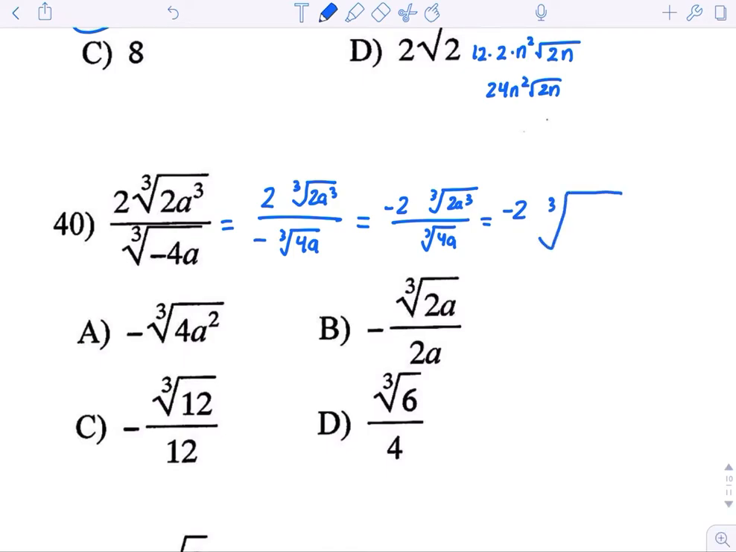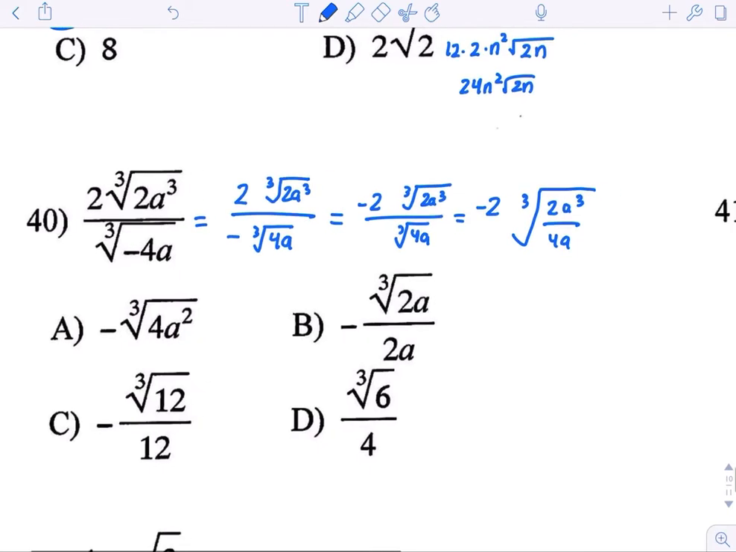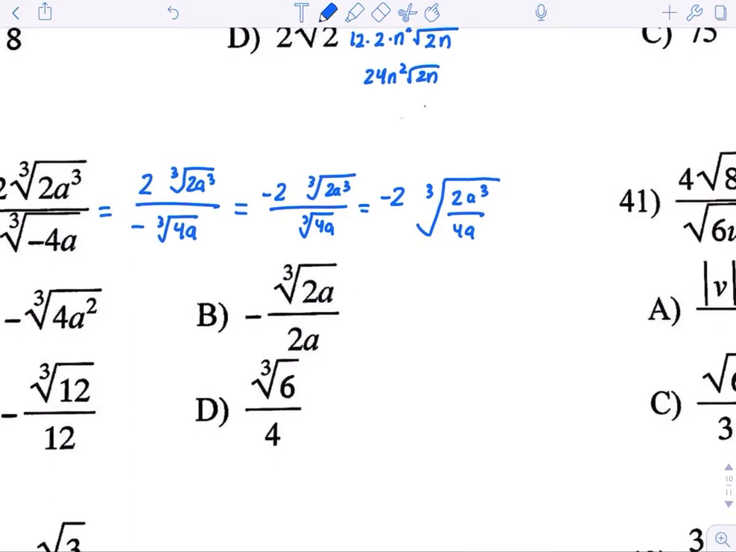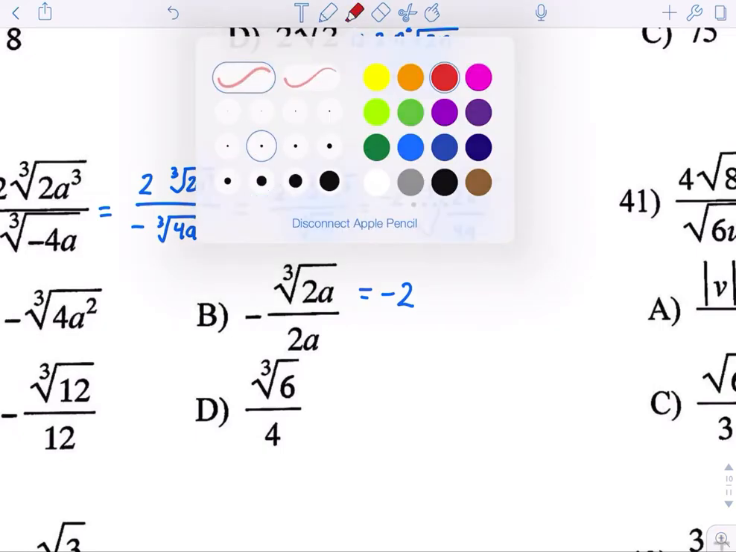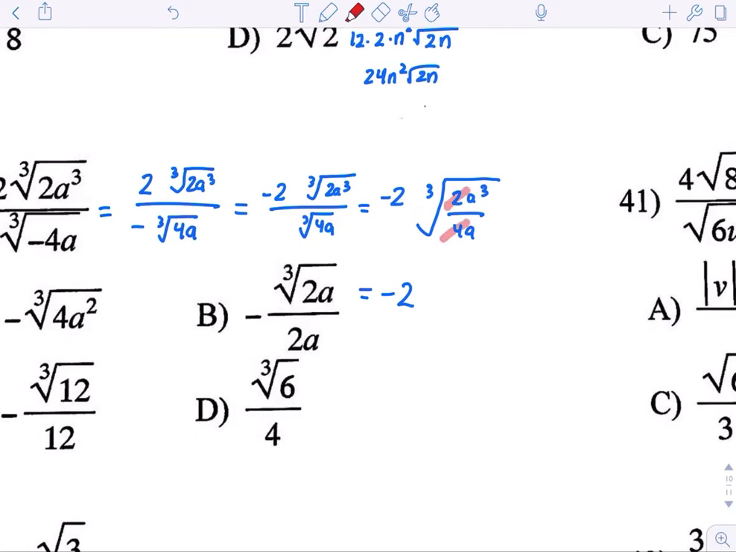Negative 2 is outside, so 2a to the third over 4a. I'm doing this because now we can just cancel stuff. So negative 2 is still on the outside. These could cancel, and then really we just got 2 on the bottom because 2 goes into 4 twice. And then I noticed that 1a you can cancel from top and bottom. So really we just have a to the second because we canceled 1a from top and bottom, and we canceled a 2 from top and bottom, so just 2.